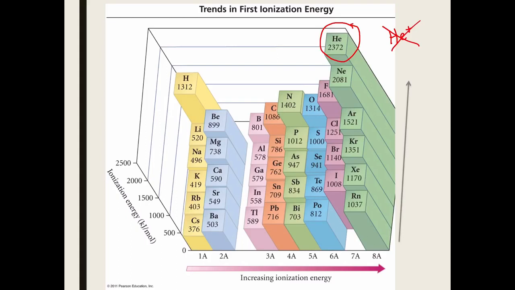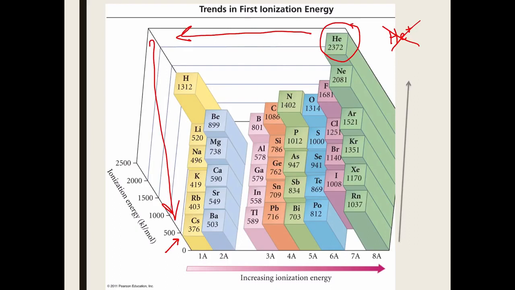If we look down here at cesium, we don't have francium on here, but we have cesium. Cesium is the largest element that's shown on this graph. Our elements get bigger going to the left and down. So cesium is the largest element.